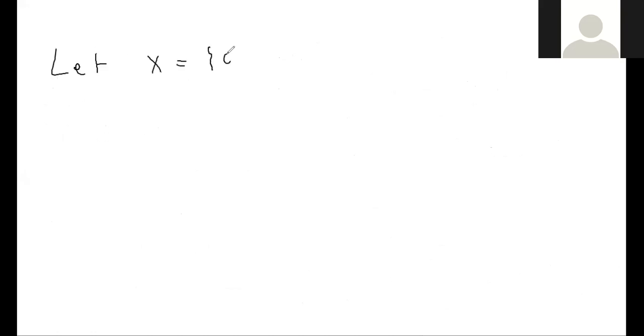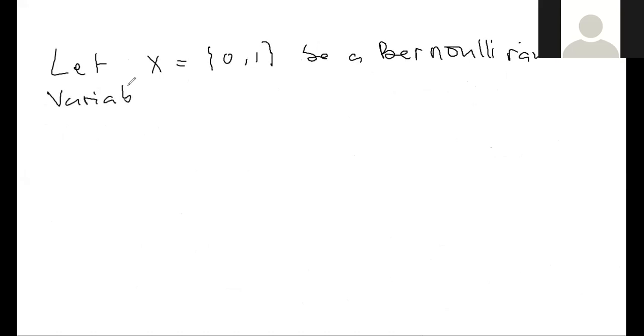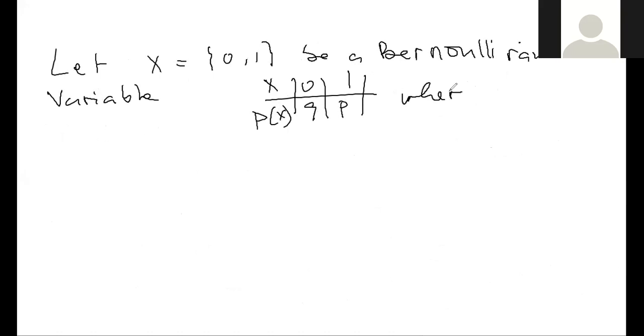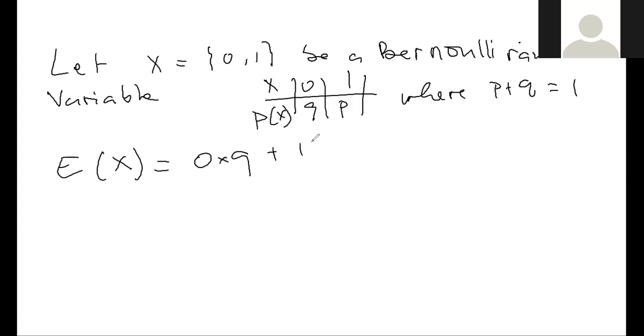Let x be a Bernoulli random variable. Probability distribution will be x equals 0, 1, with p of x equal to q, p, where p plus q is equal to 1. Then we can see that E of x is 0 times q plus 1 times p, which is p. So the mean of a Bernoulli distribution is the probability of success p.